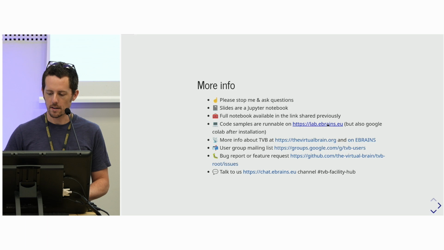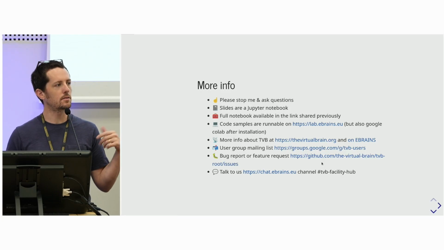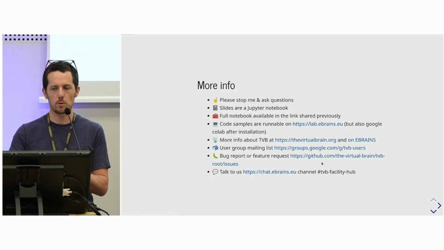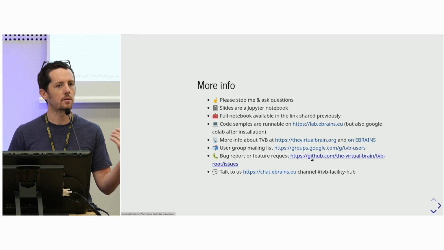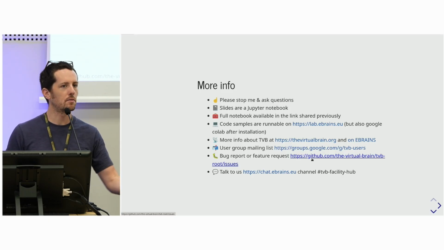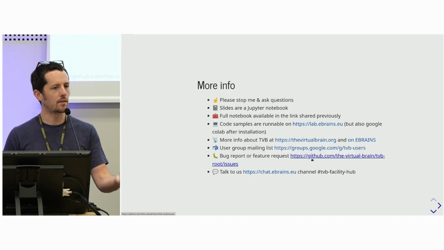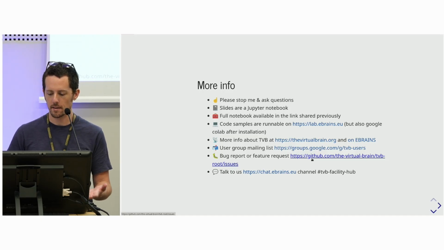Again, please stop me, ask questions. These links here are available in the notebook, so you don't need to write them down really quickly. If you got the QR code, you have access to all of these links when you open the notebook. As Spasa mentioned, we have a mailing list, there's a website, and there's the GitHub repository where you can report issues. You have a bug, you have a question, you can interact directly with us there. And there's also a chat on eBrains.